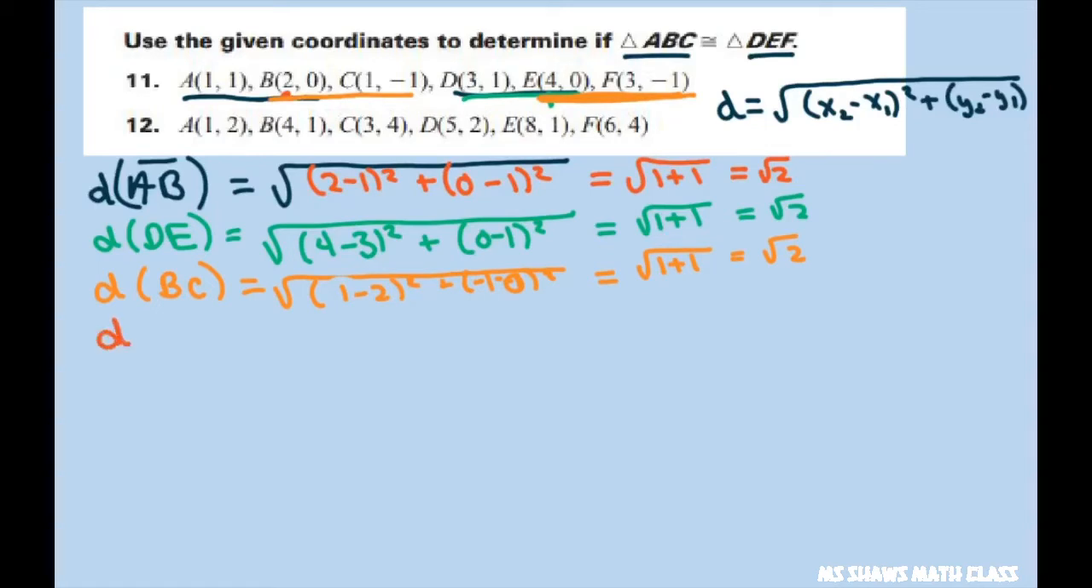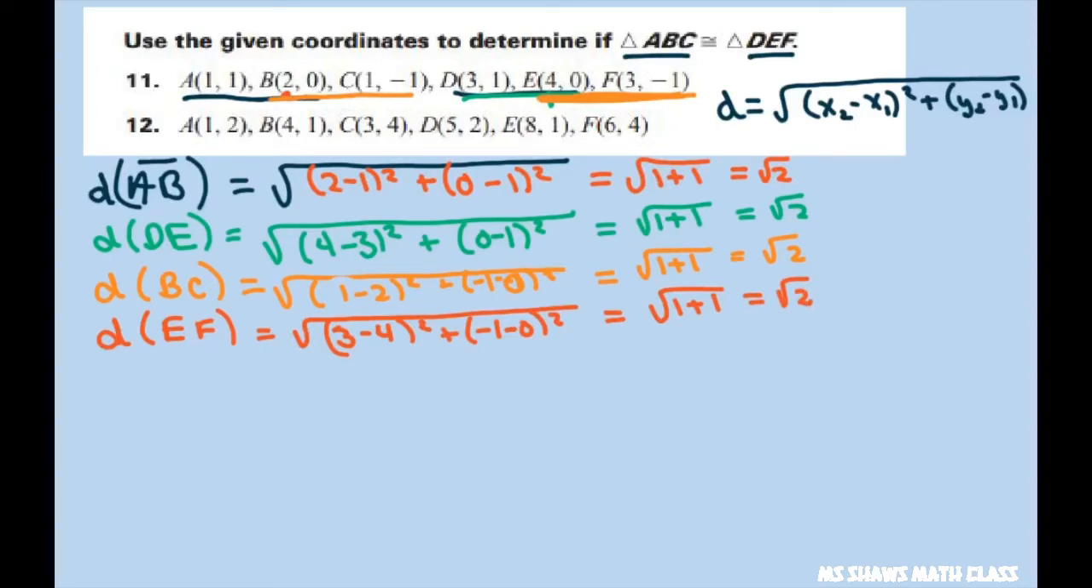So distance of EF, and that's going to be 3 minus 4 squared plus negative 1 minus 0 squared, and that equals square root of 1 plus 1, which equals the square root of 2. So these two match. So we can say these two sides are congruent and these two sides. So the last thing we need to do is do AC and DF.